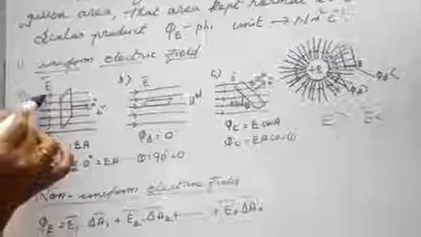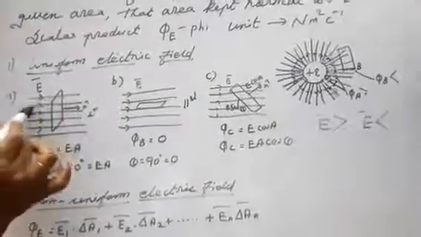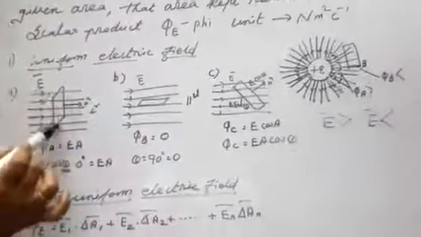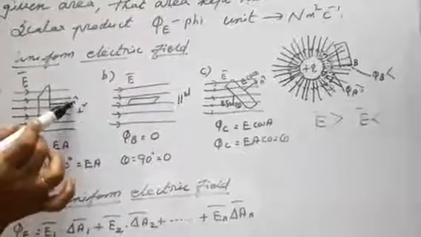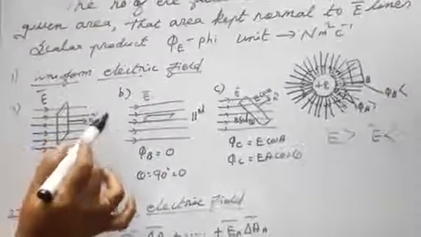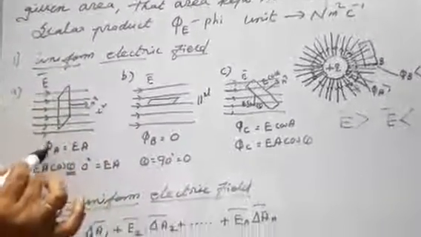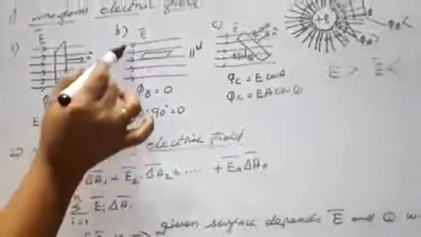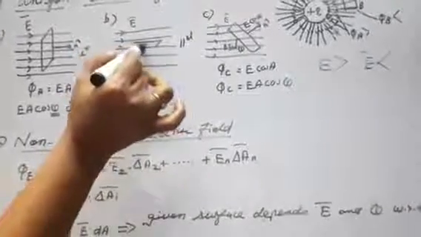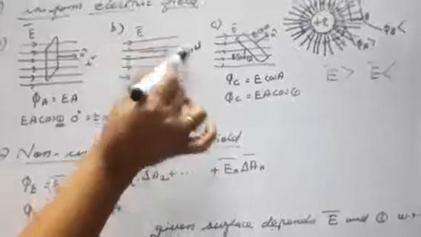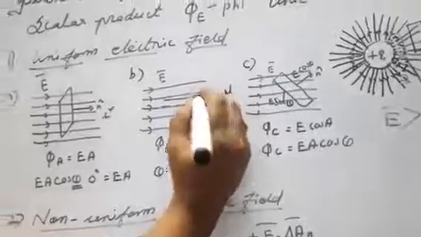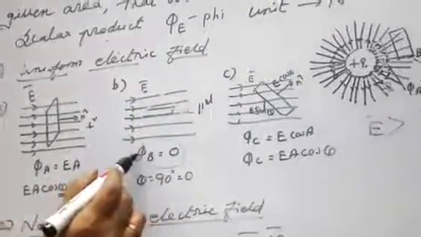Here there are three cases. In the first case, a uniform electric field is there, and this is a surface with the normal vector n cap. This is the electric field, and the normal vector is perpendicular to the surface. Therefore, the electric flux phi A equals EA. In the second case, for the uniform electric field, the surface we take is parallel to the electric field. Parallel to the electric field means n cap is at a right angle to it. Therefore, phi B equals 0.